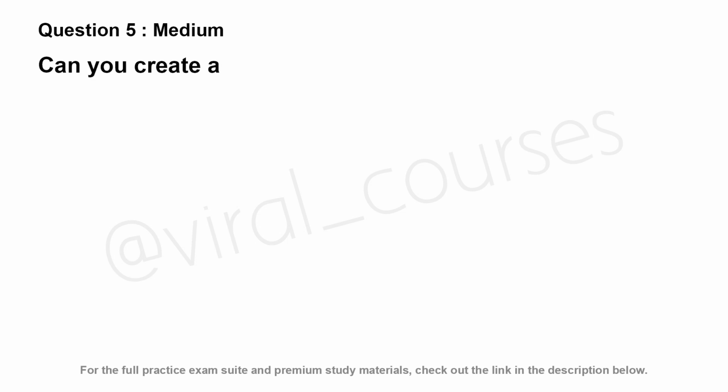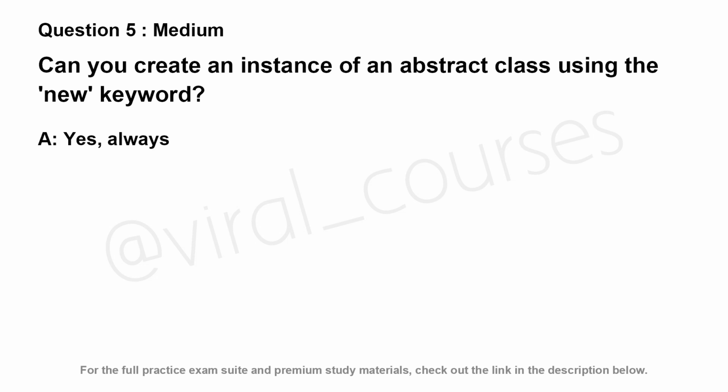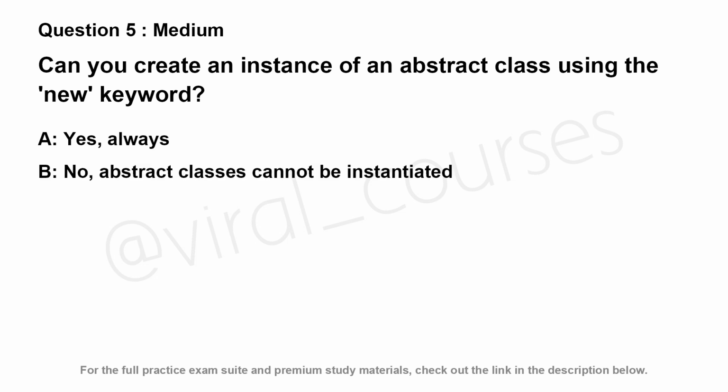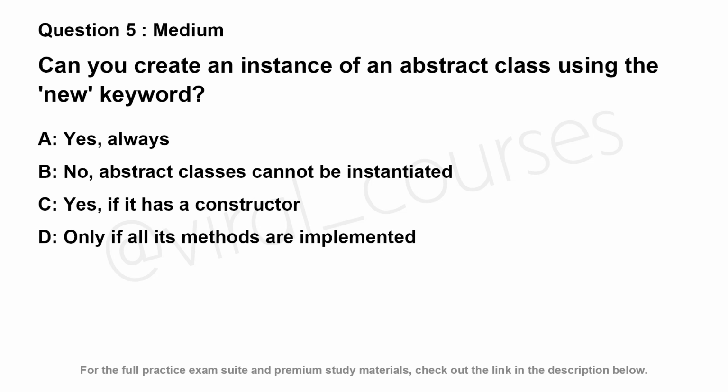Can you create an instance of an abstract class using the new keyword? Option A, yes, always. Option B, no. Abstract classes cannot be instantiated. Option C, yes, if it has a constructor. Option D, only if all its methods are implemented.